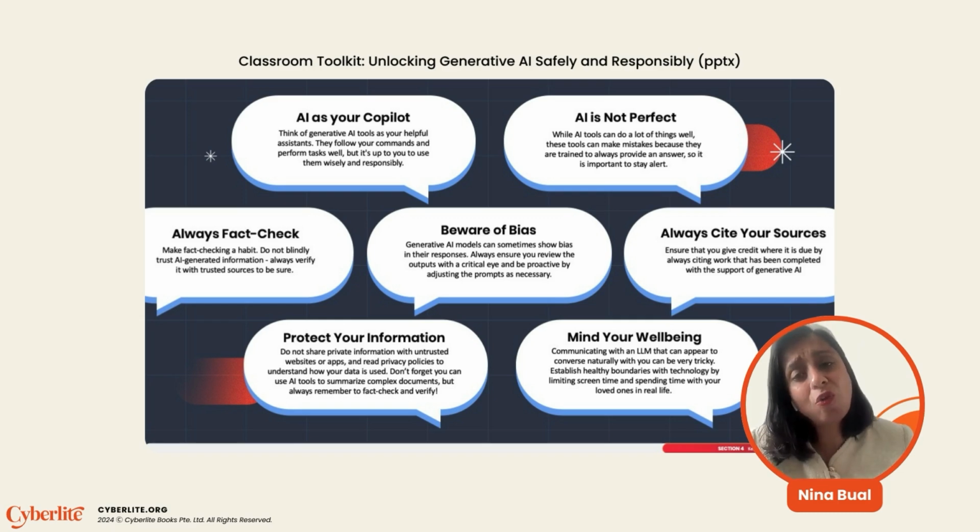And be aware of bias. Generative AI models can sometimes show bias in their response. Be sure to review the outputs. Use your critical thinking, use a critical eye, and be incredibly proactive and adjust the prompts where you feel it's necessary. AI is not perfect. It can do a lot of things and it's incredibly supportive, but it can make mistakes because it's trained to always provide an answer. So we need to stay alert when using the product.